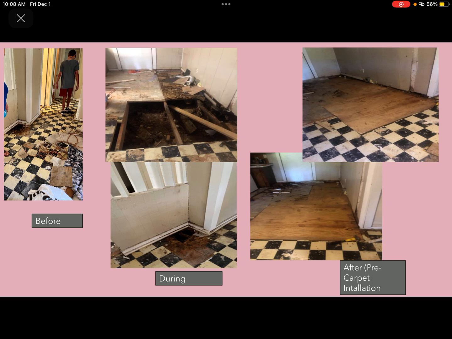When we were there one day painting, we noticed that there was an uneven balance of the floor. So we ended up calling our contractor to come in and take a look at it. This contractor, upon further inspection, determined that the floor was rotting in parts of the kitchen, living room, and the bathroom. So we ended up having to completely rip up the flooring and put down a base for it. And then the after is the pre-carpet installation.